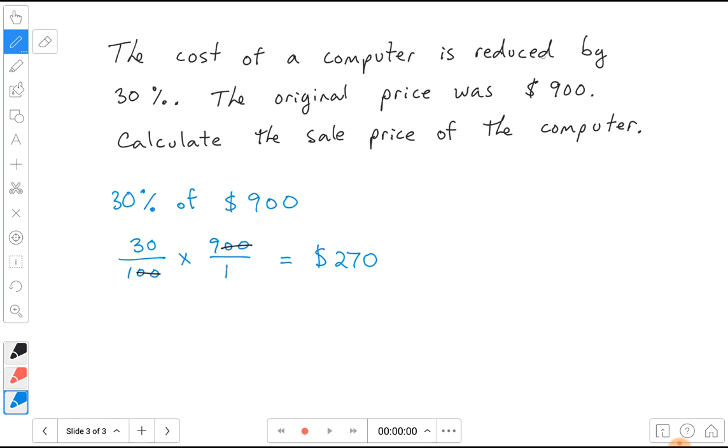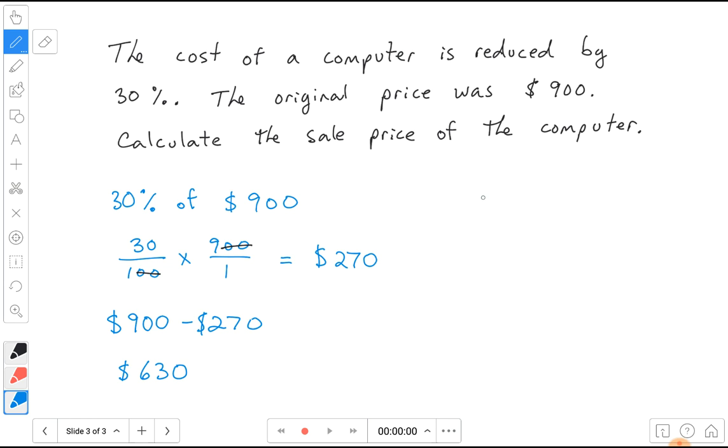So that's our reduction in this case, right? This thing is on sale, the price is reduced. So we take our original price and the reduction is 270. So we subtract 270. And 900 minus 270 is 630. So the sale price is $630.